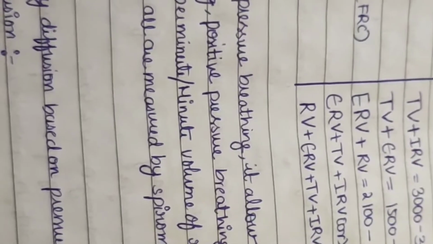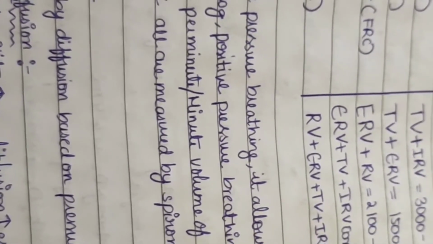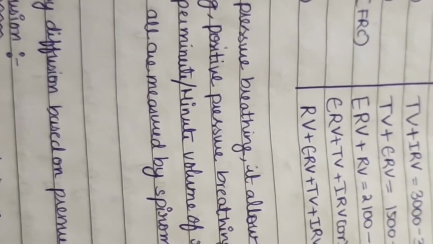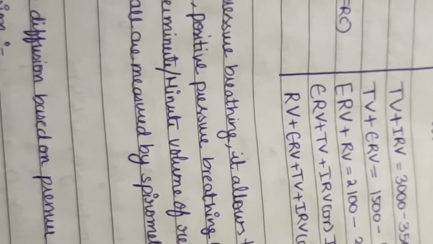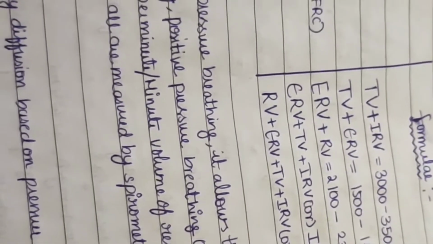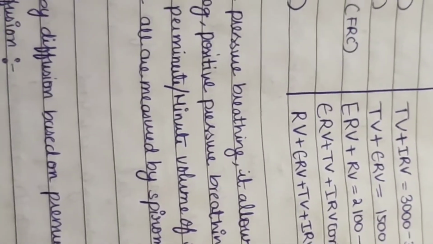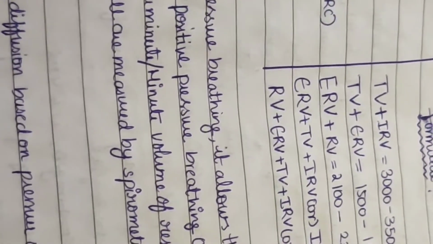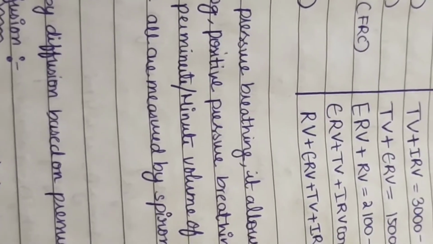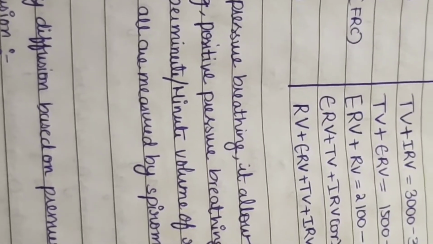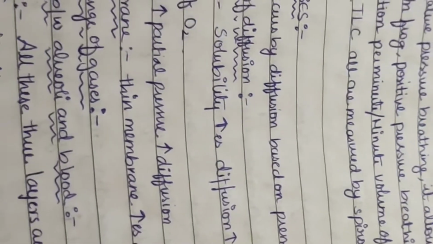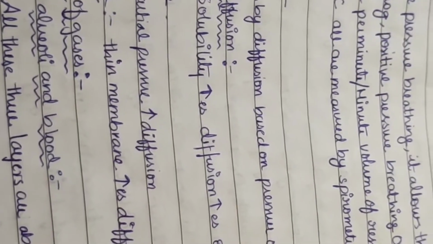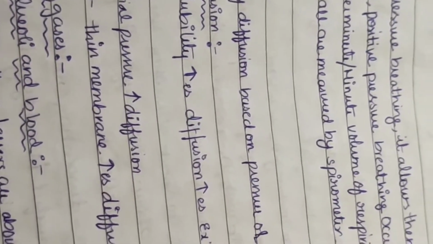Pulmonary ventilation per minute, or minute volume of respiration, equals TV times breathing rate. Except FRC, RV and TLC, all are measured by spirometer. FRC, RV and TLC cannot be measured by spirometer. Then exchange of gases. Exchange of gases occurs by diffusion based on pressure or concentration gradient. Factors affecting rate of diffusion.